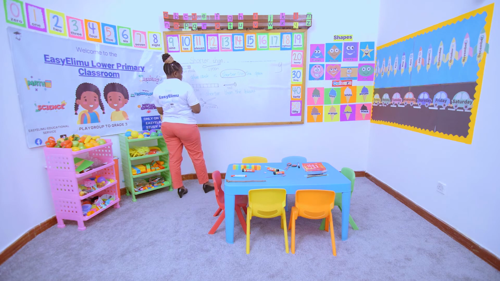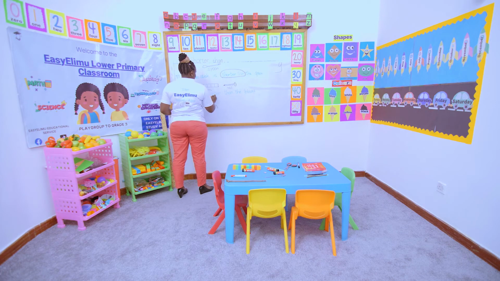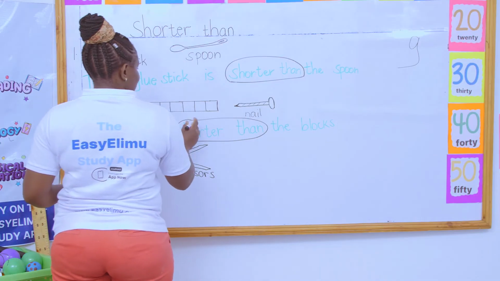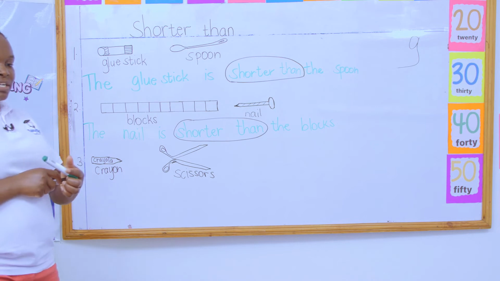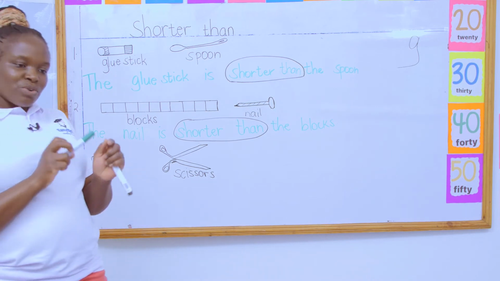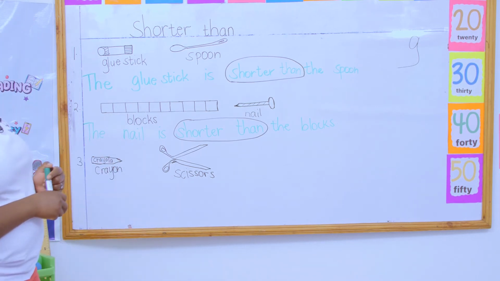I thought he would forget, but Oscar is a very sharp boy. It's only that he keeps on playing with the crayons. Tomorrow I'll make sure I take those crayons from you so that we only give them to you during the art lesson.